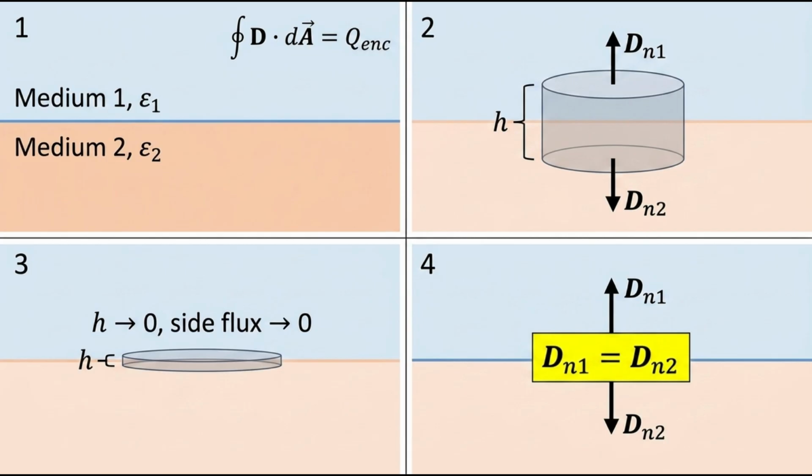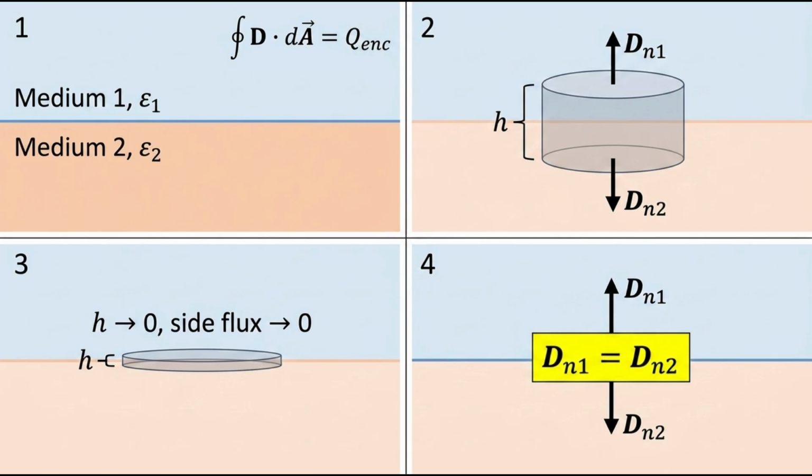So what we do is that we place this pillbox here with a height h, and then we have the flux density coming out through each side of the box. The next thing we do is that we shrink the height h to 0. And when that shrinks to 0, the sides disappear, and the side flux vanishes. All that remains are the two flat faces sitting exactly on the boundary.